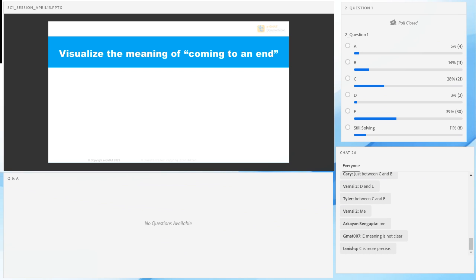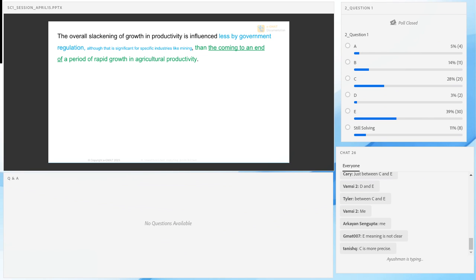What does coming to an end actually mean? Okay, and you're going to see me repeat this word visualize a lot in this session. Okay, and you will see why that is the case. Okay, now here's the sentence.